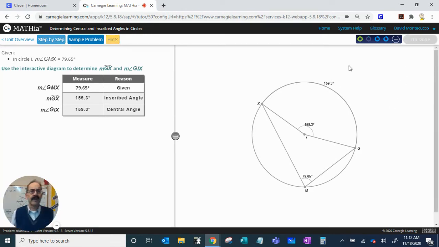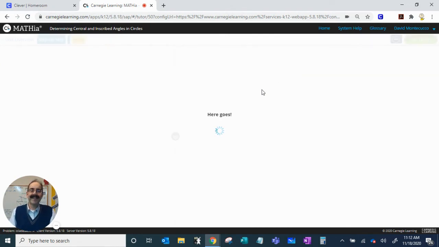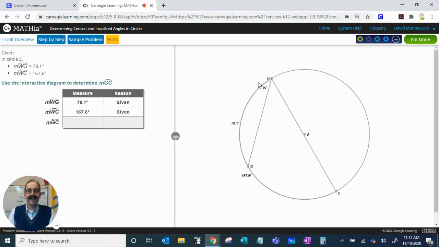Maybe one more. Okay, WG, W to G is 78.1. WC is 167.6. So how much is GC? Oh, well, take the total. Take that blue piece minus that blue piece, and we'll get this blue piece. Cool. Let's just write it in.